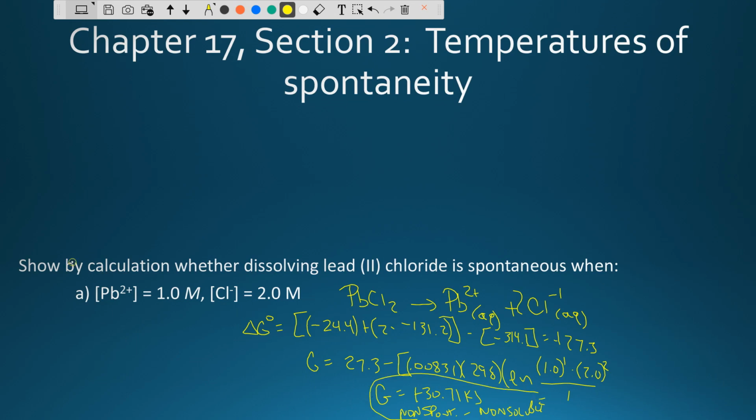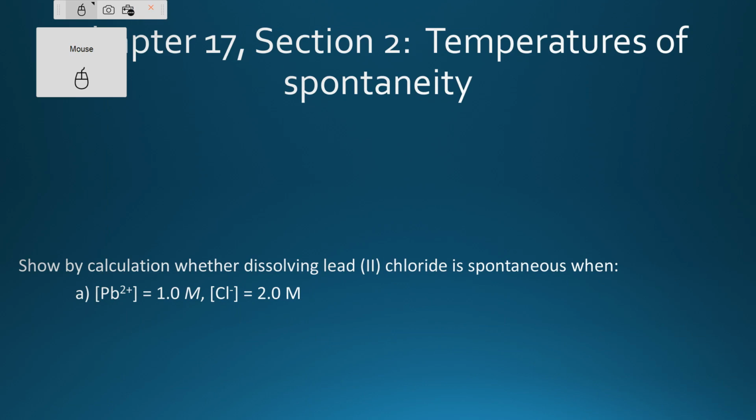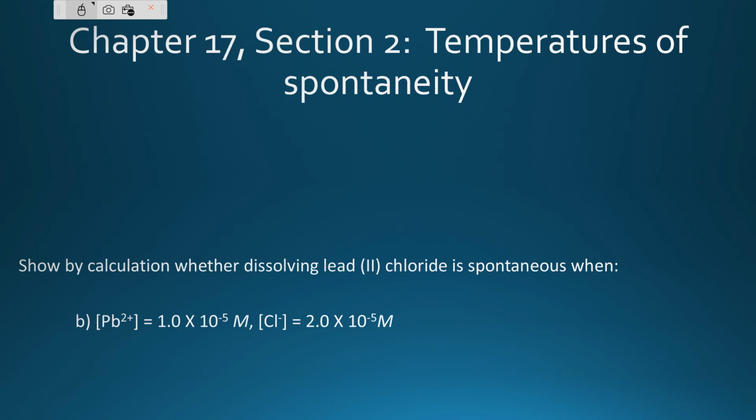Okay, so just kind of looking at those values that way. Not too bad. And let's take a look now if I change the concentrations. I'm going to actually make them quite a bit weaker. If I do that, I'm going to use the same delta G value. That's not a problem. So my G is going to be equal to my, what did I have on there?